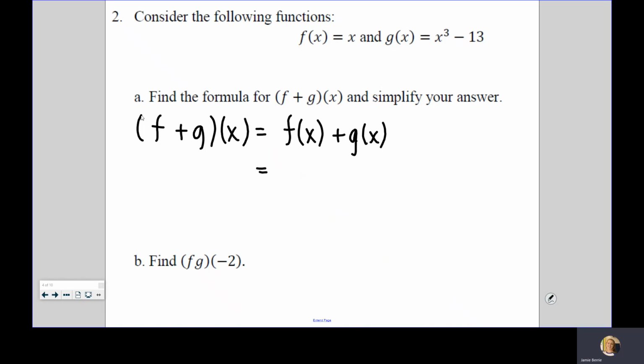And again, these are all rules for functions. So functions have all these nice properties, and they behave really nicely. That's why it's so important that we're able to figure out something's a function. All right, so f of x is going to get replaced with x. That whole thing gets replaced with x plus g of x gets replaced with x cubed minus 13.